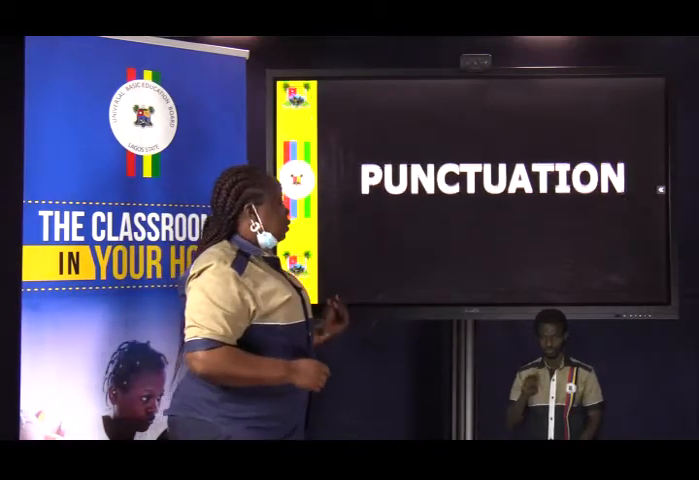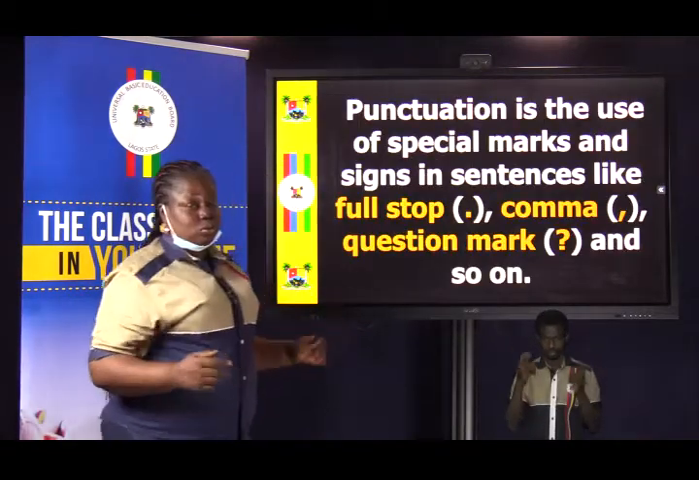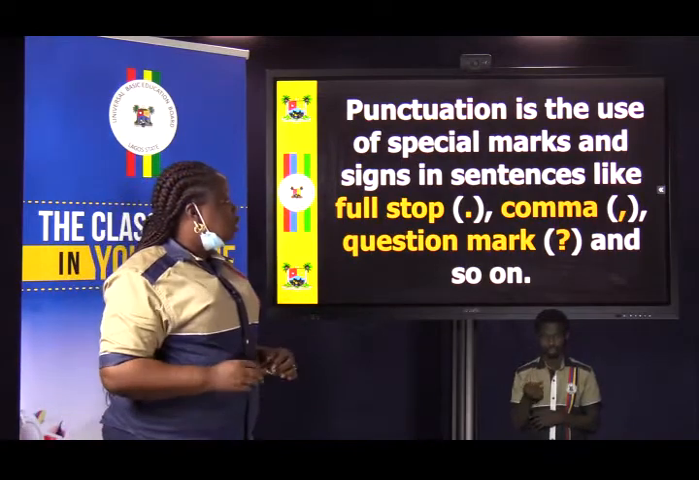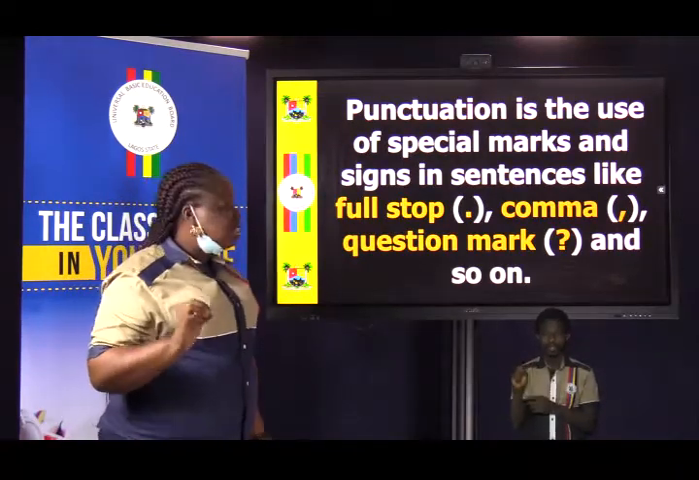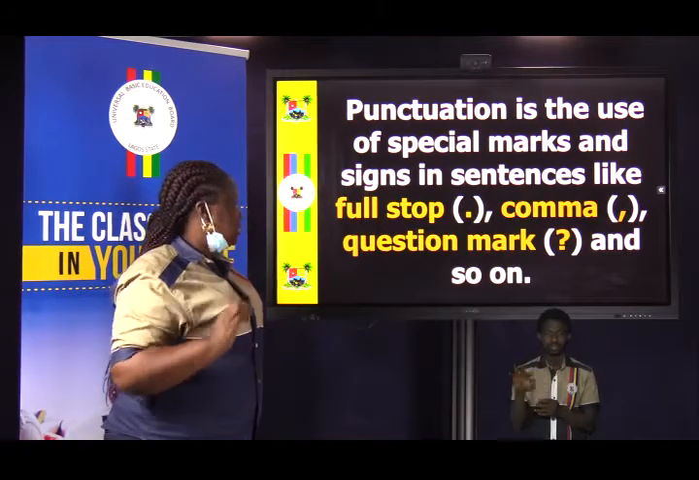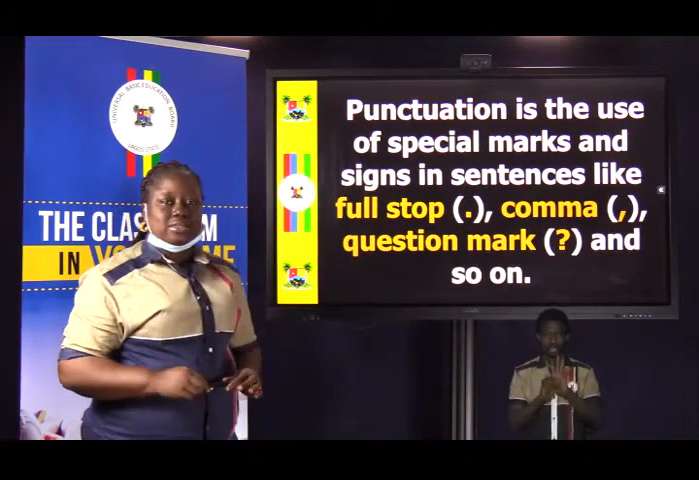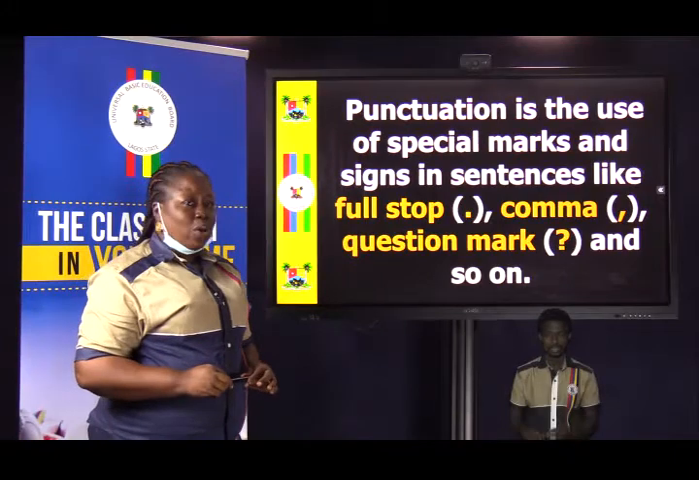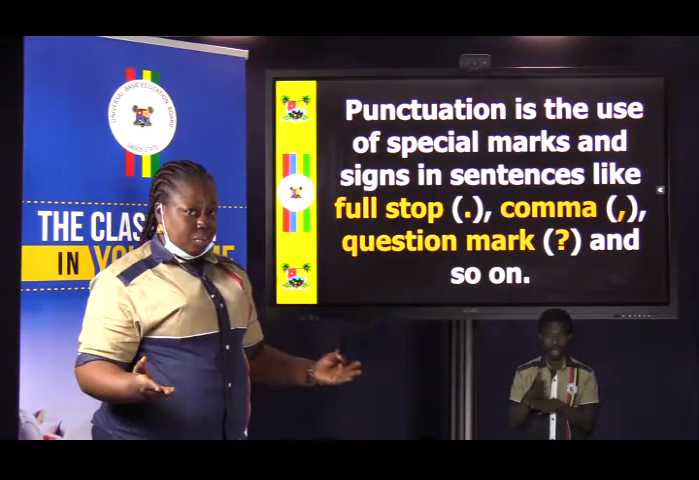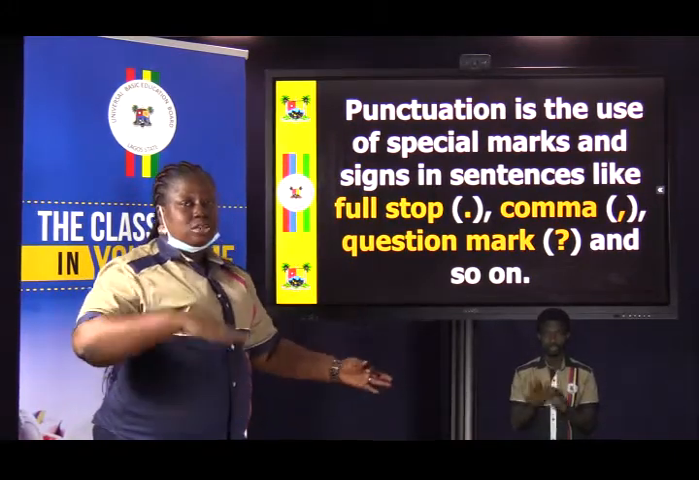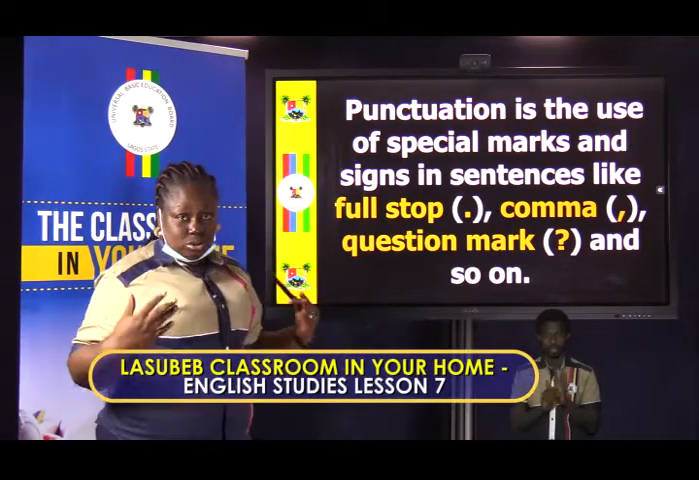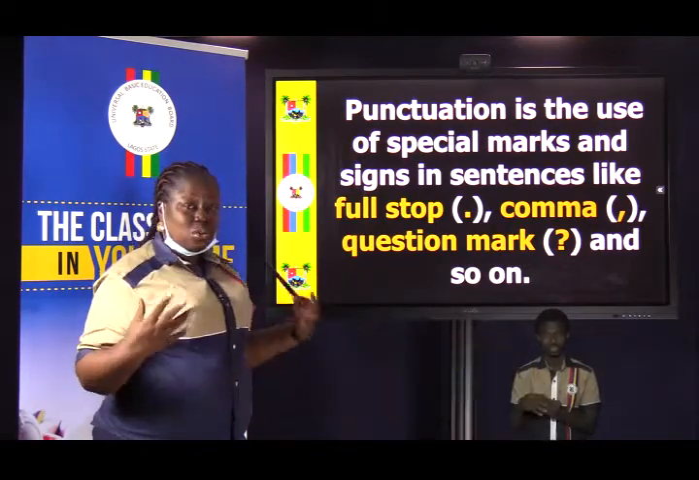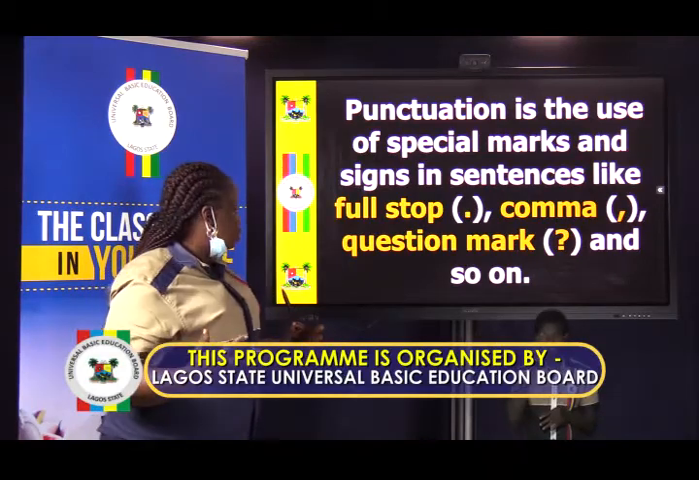Punctuation, that's the topic. What is punctuation? Punctuation is the use of special marks and signs in sentences. When you come across sentences in your books and you see that there are some special marks or special signs used in those sentences, that is what is known as punctuation.